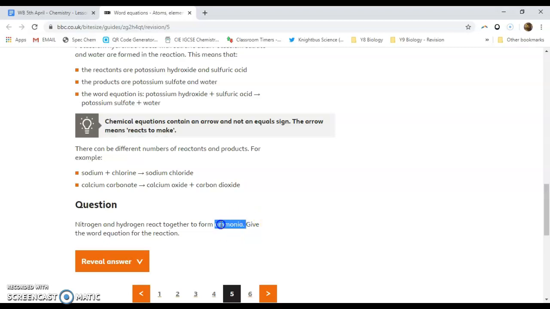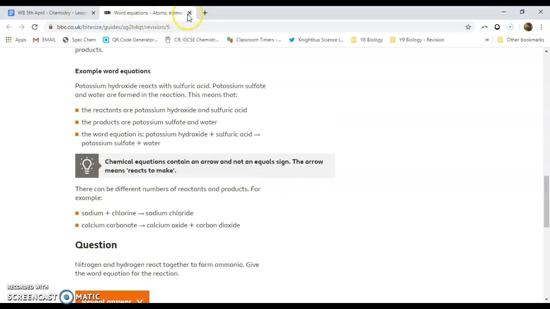Someone was asking me about ammonia during the help session. During our Google Meet this week, at the time of recording, people were asking me about ammonia on the chat. There it is. Nitrogen and hydrogen react together to form ammonia. Give the word equation for that, and you can give ammonia as the name of that product.